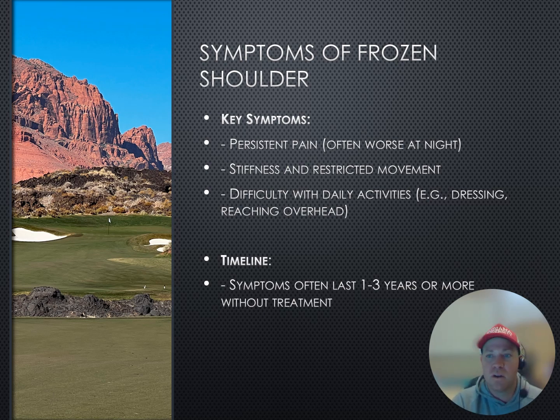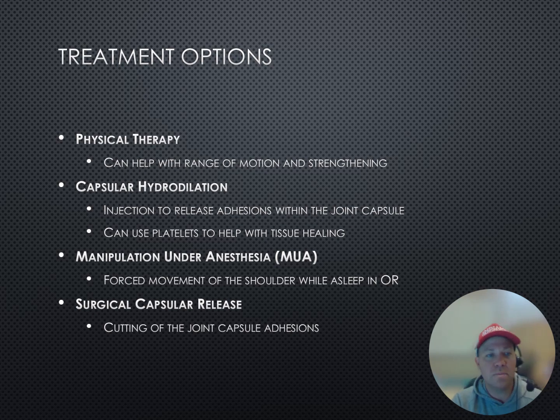to resolve without treatment. Treatment options for frozen shoulder include physical therapy, which can help with range of motion and strengthening of the muscles surrounding the shoulder, hydrodilation of the joint capsule itself, which is an injection that can help release adhesions within the joint capsule. With that, we can use orthobiologics like platelets to help with overall tissue healing.